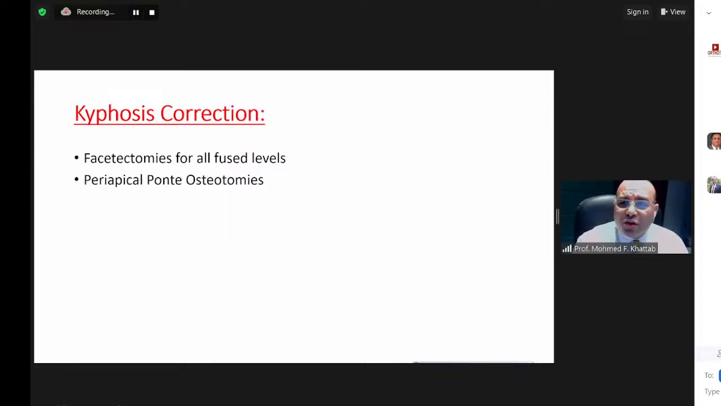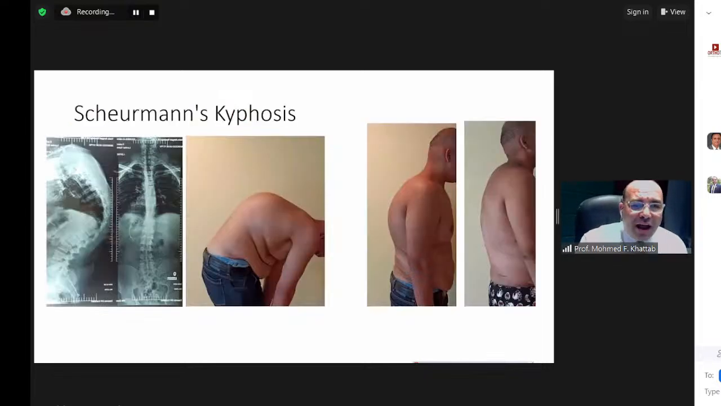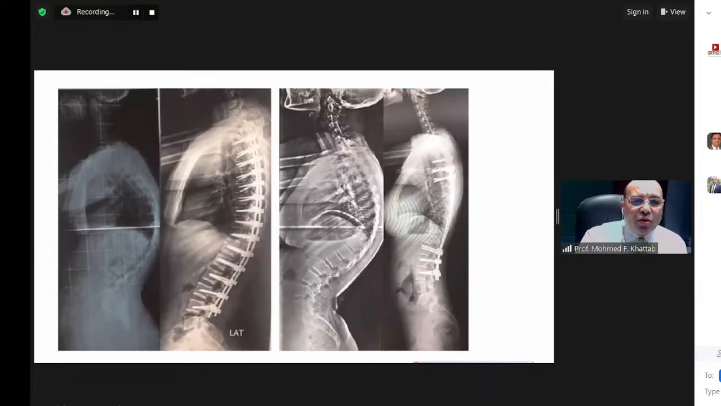We use Ponte osteotomy not only in scoliosis, or in degenerative cases, we use it in kyphosis correction. We can do complete facetectomies, periapical Ponte osteotomies, and we can correct kyphosis, like this patient with Scheuermann kyphosis, thoracolumbar type. We can correct by using multiple screws, or we currently use a low density screw construct in correcting the Scheuermann kyphosis. Instead of using multiple screws and multiple anchorage points, we strategically anchor the spine proximally and distally.